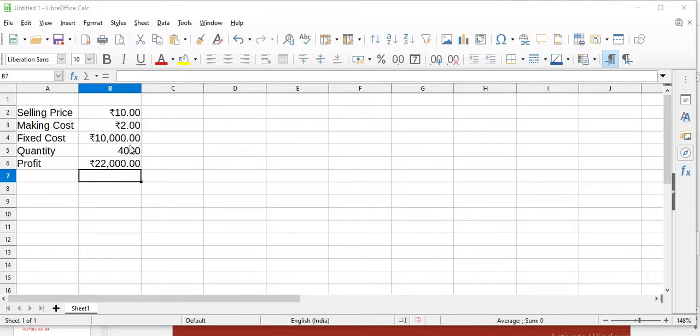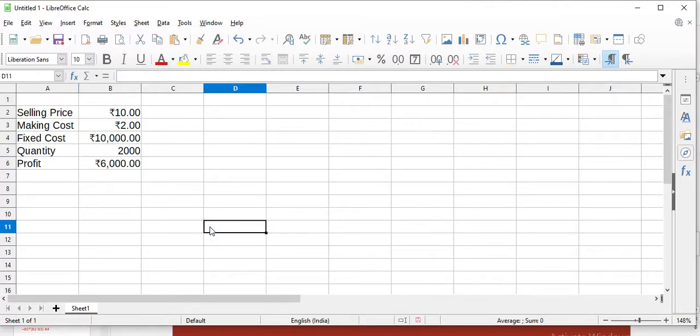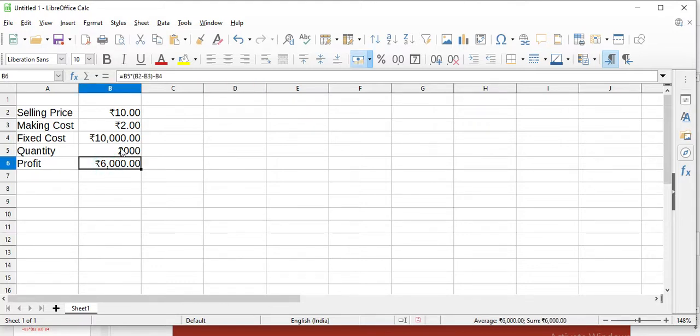Now if I change the quantity from 4,000 to 2,000 and press enter, you will see the profit is 6,000. But it is coming in this cell only. Whenever I change the quantity, I am able to see the profit. And if it comes as minus 2,800 in red color, that means that much amount is a loss for my product.